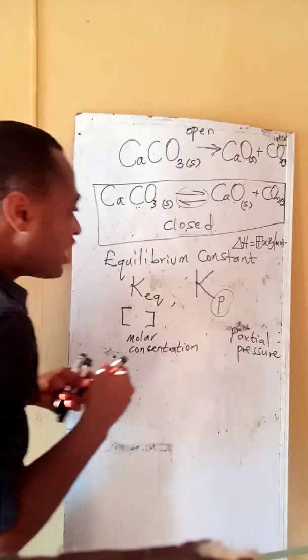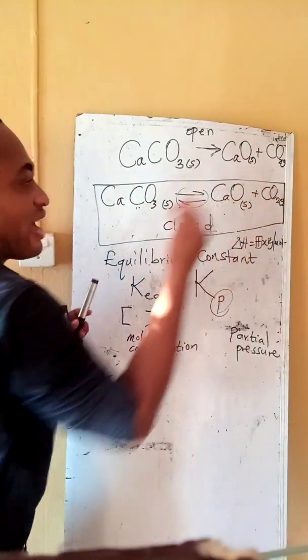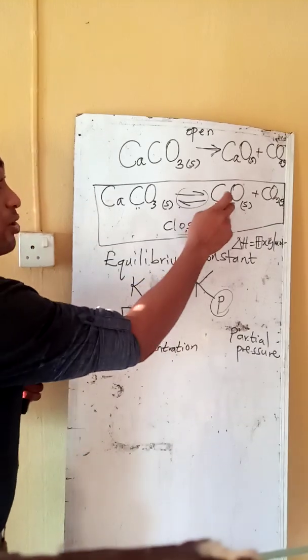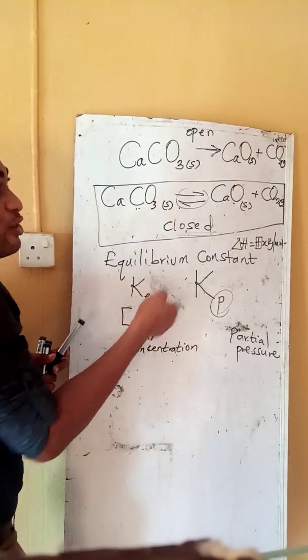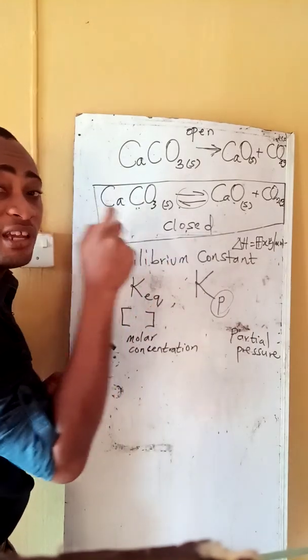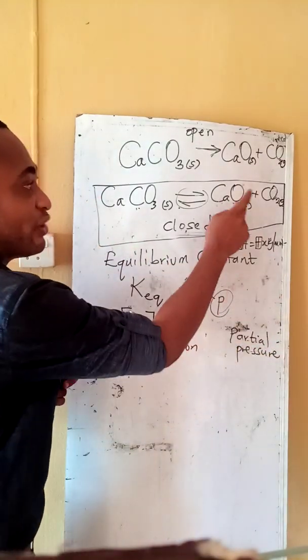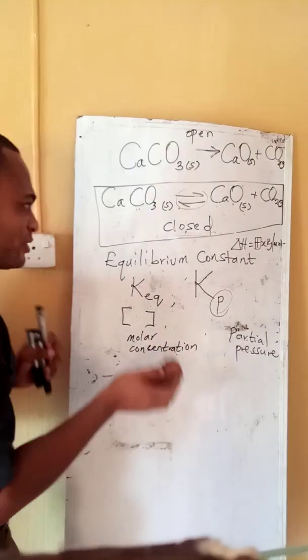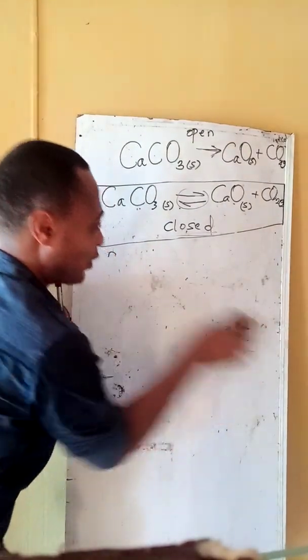And that is why it is partial pressure. So if you are given this chemical reaction, let's say in your exams or whatever, and you are asked to write the equilibrium constant, KEQ, for this reaction, and also to write the KP, the equilibrium constant for the partial pressure for this same reaction, how would you do that? I'll teach you an easy way to do that. Just follow me.